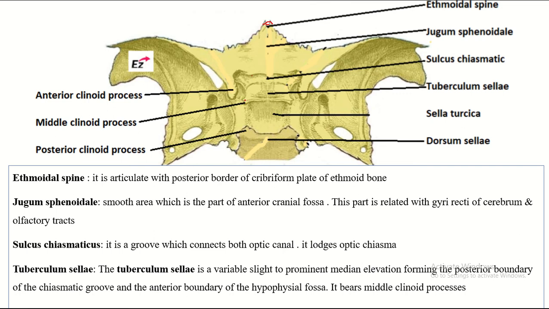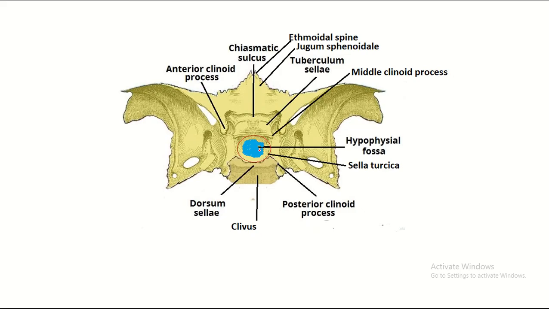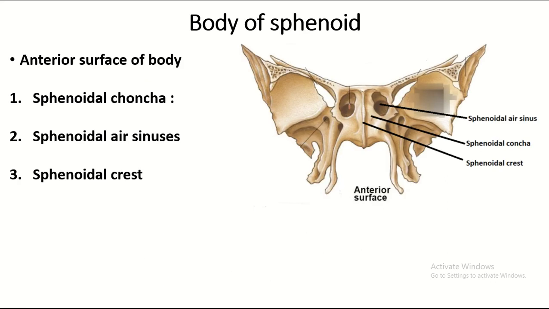At the tuberculum sellae, there is a bony elevation present. This is the medial clinoid process. This depressed area is known as the sella turcica, and this is the tuberculum sellae. There are bony elevations known as the posterior clinoid processes, which are attached with the tentorium cerebelli. And the deepest part of the sella turcica is known as the hypophyseal fossa, which lodges the pituitary gland.